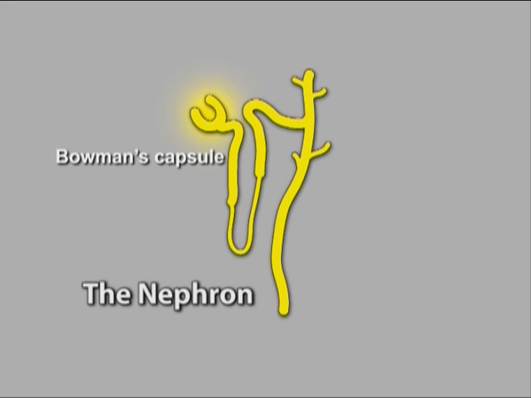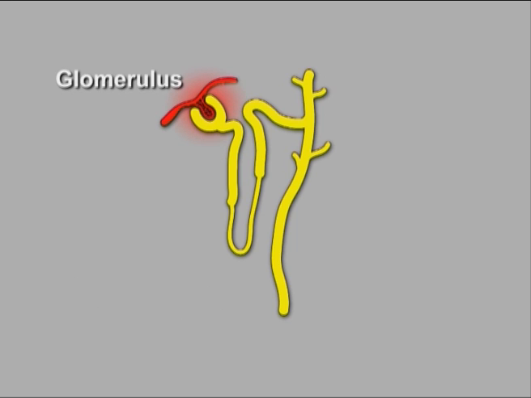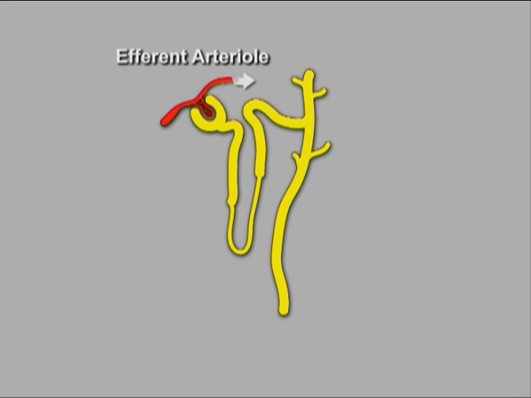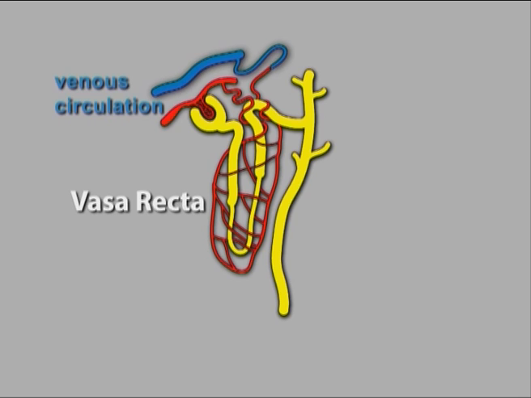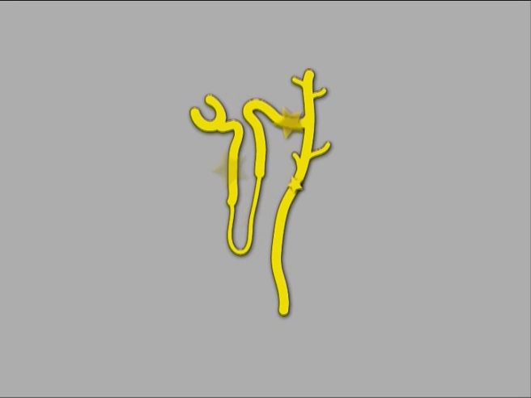The Bowman's capsule is at the head of this filtration unit. The glomerulus is the leash of capillaries within the Bowman's capsule that receives blood from an afferent arteriole. The efferent arteriole takes blood away from the nephron. The vasa recta arises from the efferent arteriole and selectively reabsorbs the filtrate along the nephron. The vasa recta merges with the venous circulation. Each region of the nephron is functionally distinct.